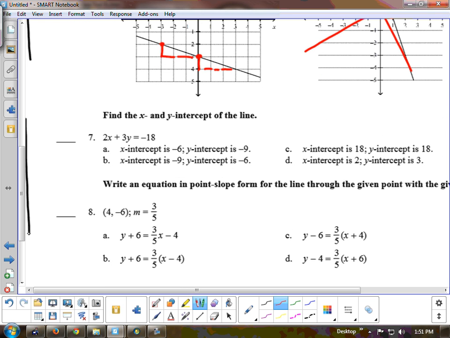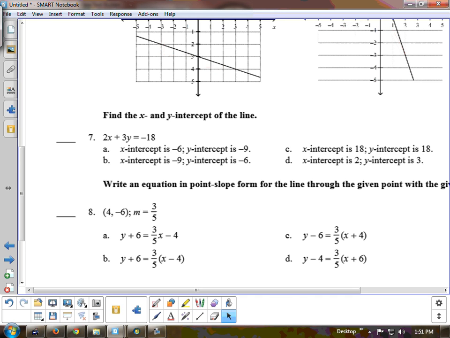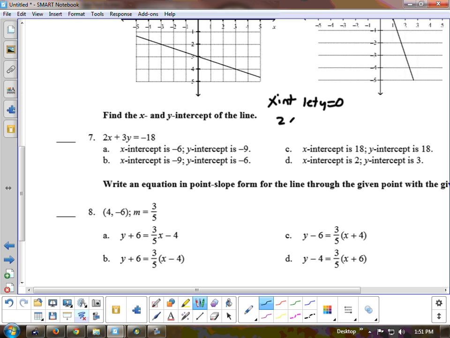Moving on to finding the y and x intercepts for the next equation for number 7. Remember, to find the x-intercept, and that's the first thing they want you to find, you're going to let y equal 0. When we let y equal 0, we get 2x plus 3 times 0 equals negative 18. That turns into 2x equals negative 18. We're going to divide both sides by 2, and we're going to get the x-intercept.